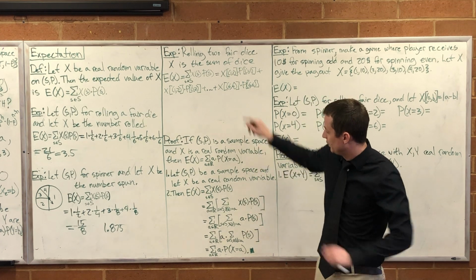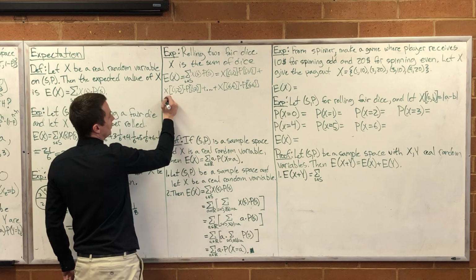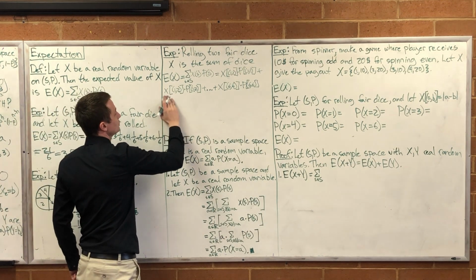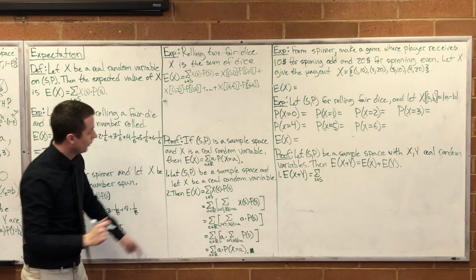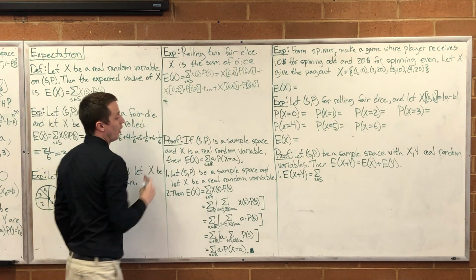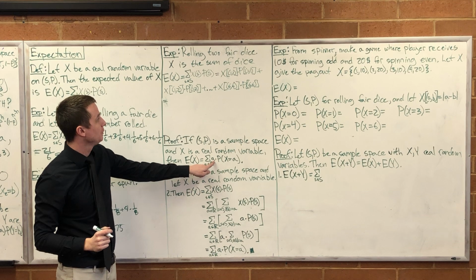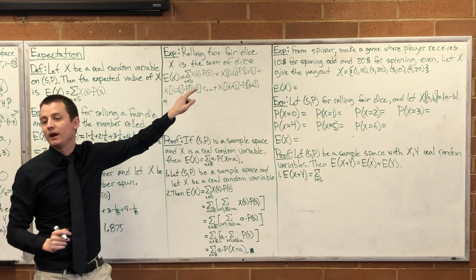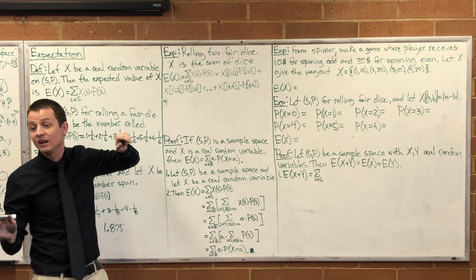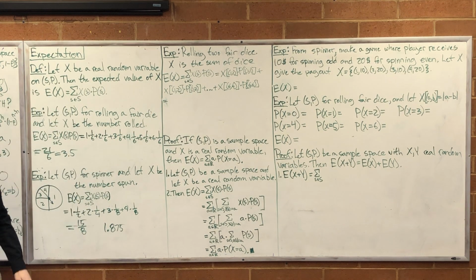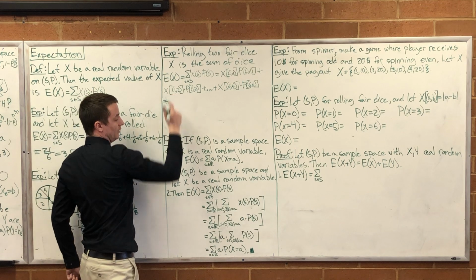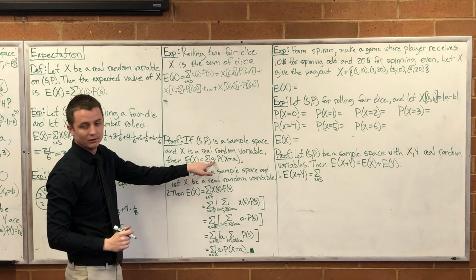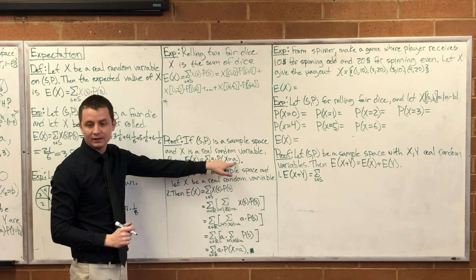So let's see this in action. So what we're saying then is this is also equal to, what are all the possible real numbers that I'm going to get out of my x of s function? 2, 3, 4, 5, 6, 7, 8, 9, 10, 11, 12. That's it. So I can rewrite this as a sum for every real number times the probability that I get that real number.